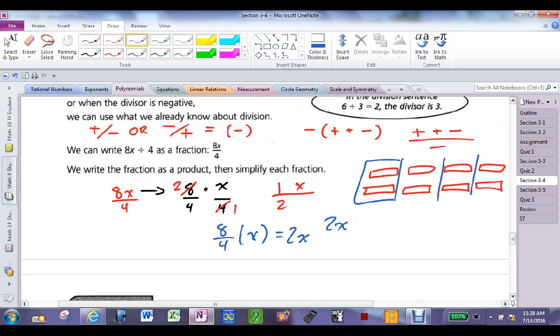Okay? That deals with the first thing. We've dealt with the negative, we've dealt with this. Now we come to Bryn's question. What if I want 3x divided by 2? That doesn't work, does it?